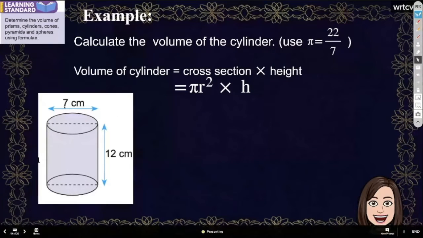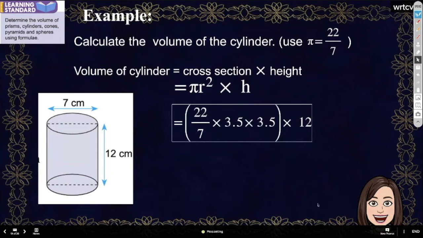Sometimes you all see the value from the diagram. You straight away put all the values inside the formula. Okay, so 7 is a diameter. So radius will be half of it. So it's 3.5. Okay, so 22/7 times 3.5 times 3.5 times the height, which is 12. Okay, so just press the calculator.